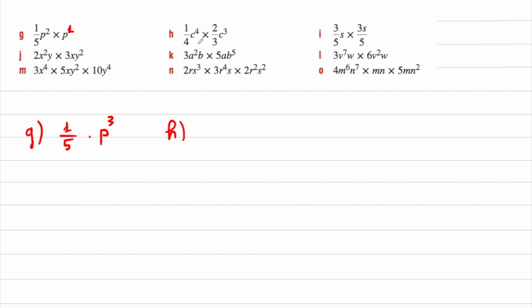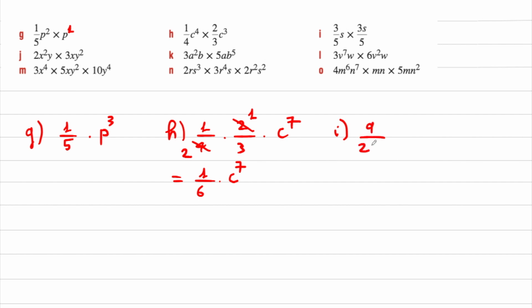Question H. The constant will be 1 over 4 multiplied by 2 over 3, and c to the power of 7 by this writing. And then you can simplify this one, divide this number by 2 and divide this number by 2. Here is 2 and here is 1. 1 over 6 in the final answer, multiplied by c to the power of 7. And how about question I? 9 over 25. You cannot simplify this fraction anymore.